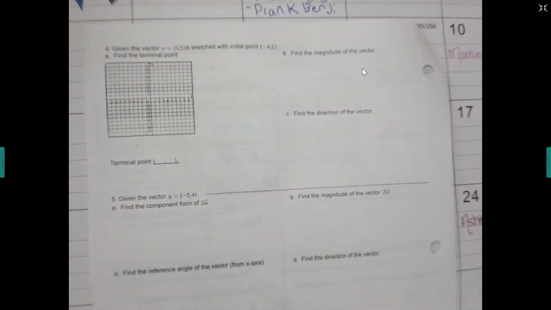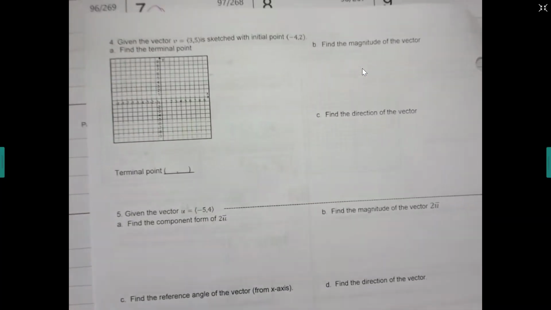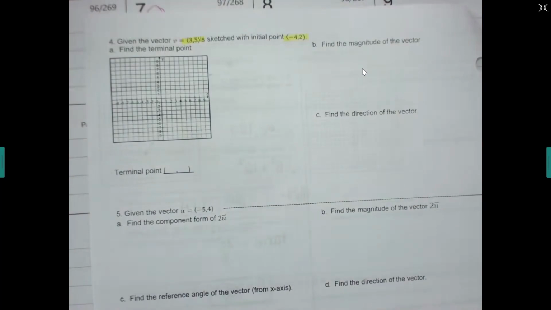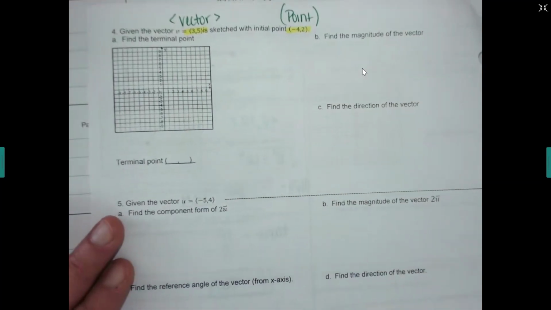Okay, on number 4, question: how can you tell which of those is a vector versus a point? This one is a vector because it has the pointy brackets. This one is a point because it's in parentheses. So we should know the difference there.